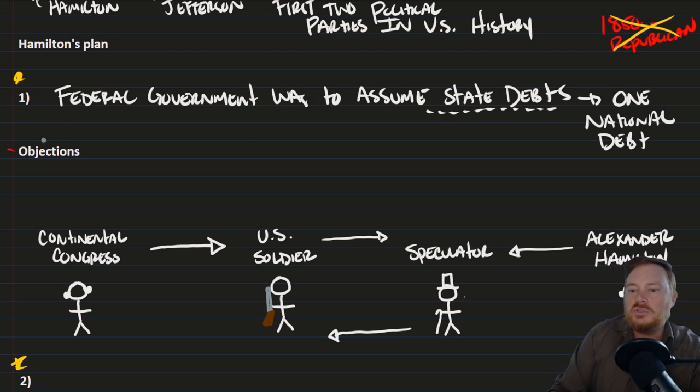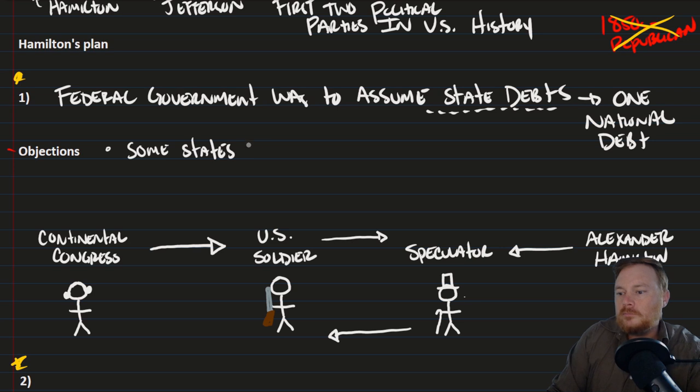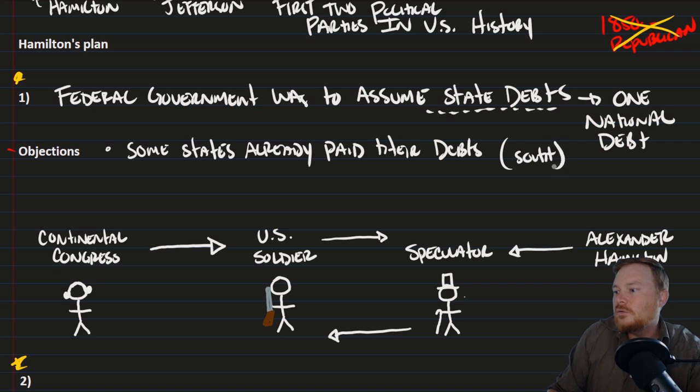Well, what were the objections? Well, some of the objections were that some states already paid their debts. This was true of the states of the South, right? So, some states who are maybe more financially responsible, or maybe a better way of putting it is more financially prepared to pay off their debt, had already paid off their debts. And they didn't want to take on the debt of other states.